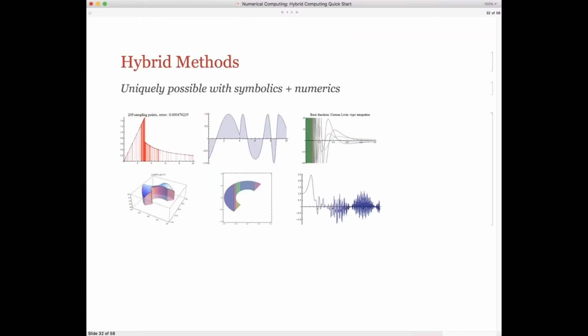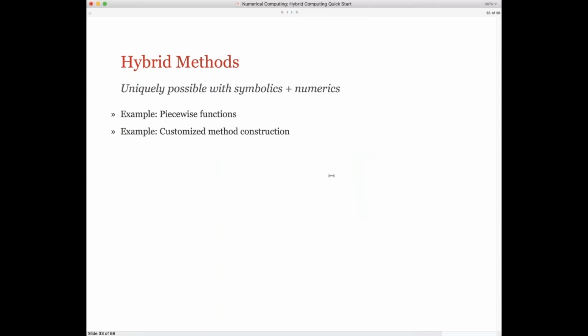Having talked about automatic method selection based on symbolic structure, I will now give you some examples of actual numerical methods that use symbolic computations. So in the examples, I will show two methods or submethods from Mathematica's NIntegrate function. The first example will be about the handling of a piecewise or a discontinuous function in numerical integration. And the second example is about the construction of customized integration rules for highly oscillatory integrals.